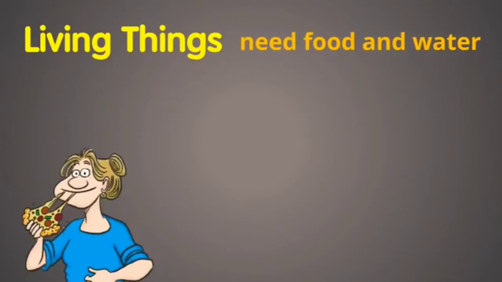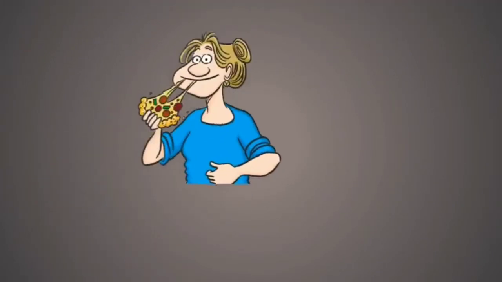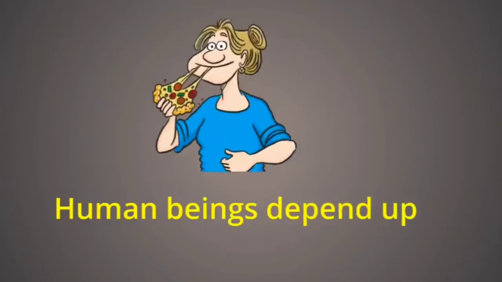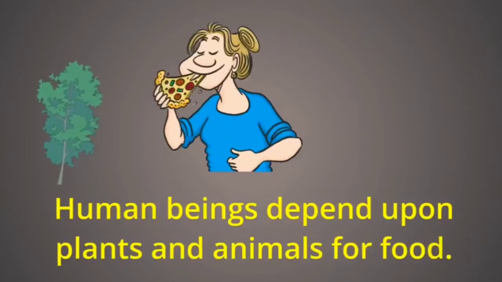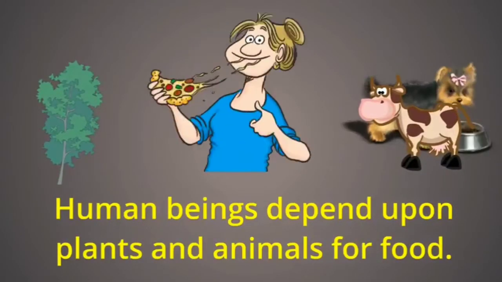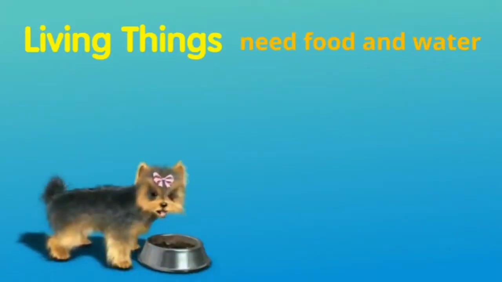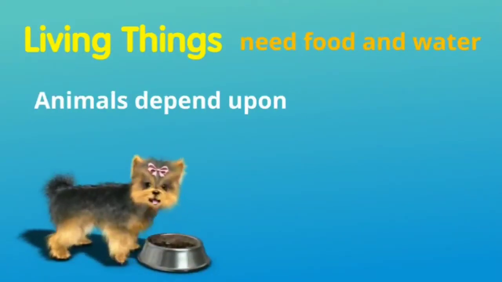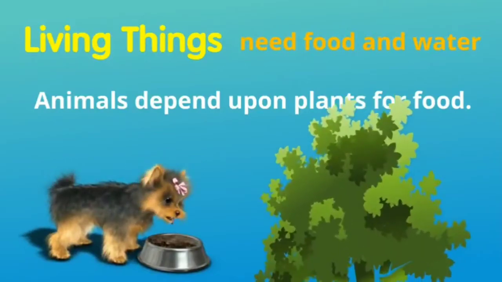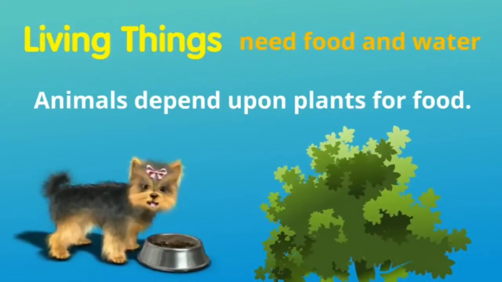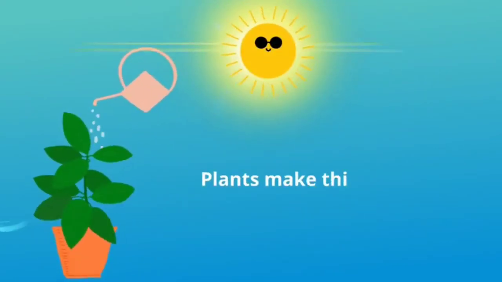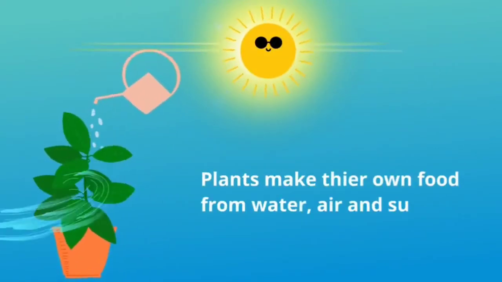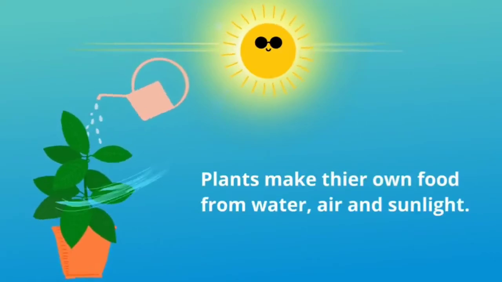Living things need food and water. Yes, we are getting energy from food. Human beings depend upon plants and animals for food. And animals depend upon plants for food. At the same time, plants make their own food from water, air and sunlight.